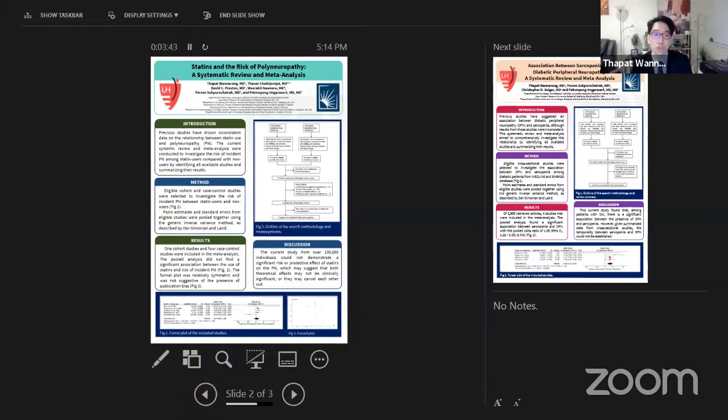So in conclusion, our study proved that statin is not associated with the risk of peripheral neuropathy. This helps a lot for providers taking care of patients who are on statins and developing peripheral neuropathy.